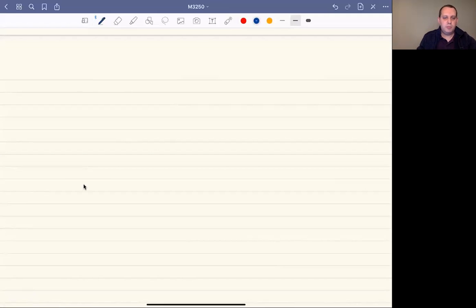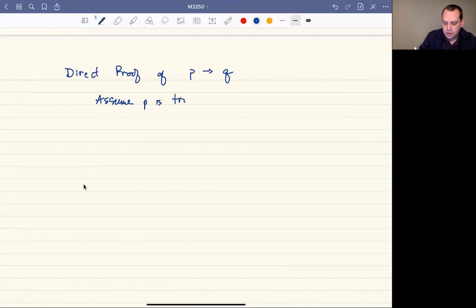All right, the first type of proof I want to talk about is called a direct proof. And so we'll talk about a direct proof. And this specifically is a proof type where you have something of the form P implies Q. A direct proof, what we're going to do is we're going to assume P is true, and then we're going to deduce Q.